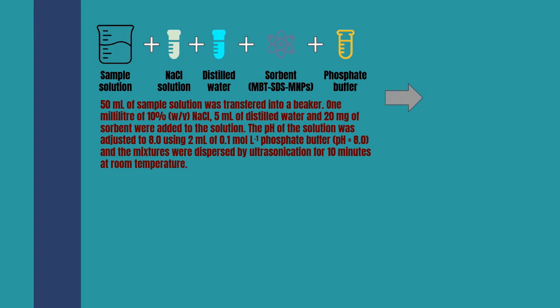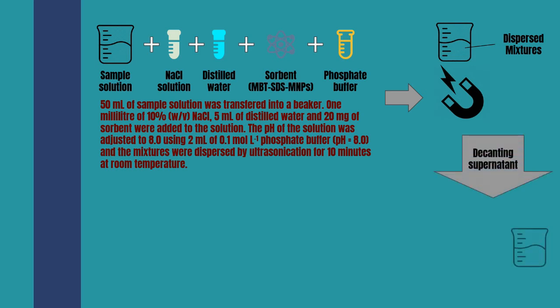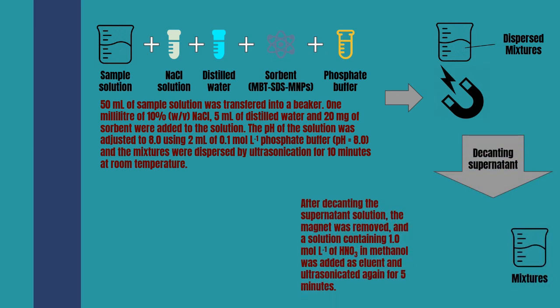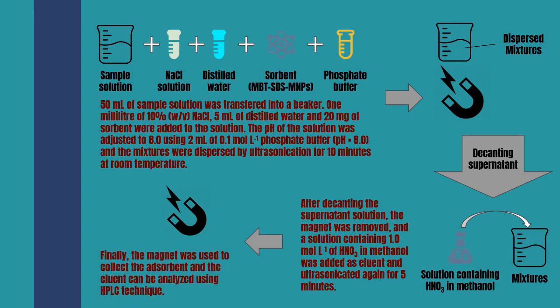Then, the beaker was placed on the magnet and the adsorbent containing adsorbed cadmium ions was collected. After decanting the supernatant solution, the magnet was removed and a solution containing 1 mol per liter of nitric acid in methanol was added as eluent and ultrasonicated again for 5 minutes. Finally, the magnet was used to collect the adsorbent and the eluent can be analyzed using HPLC.